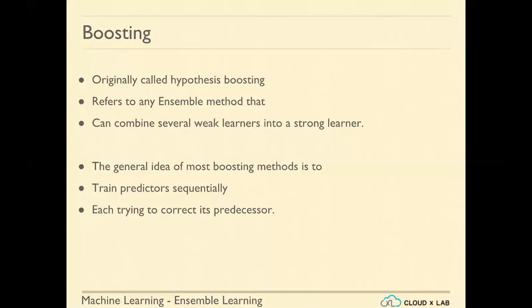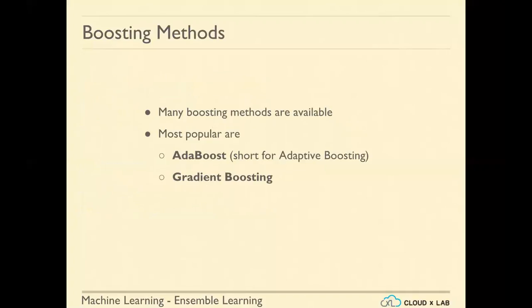The general idea of most boosting methods is to train predictors sequentially. The output of one predictor goes as input to another predictor and so on. Though it can't really use multiple CPUs, it generally gives better results. Training predictors sequentially, each trying to correct its predecessor, is called boosting. There are many boosting methods available, and the most popular ones are Adaboost, which means adaptive boosting, and Gradient Boost. Gradient boosting is not like gradient descent. It is basically boosting the deltas of the results.